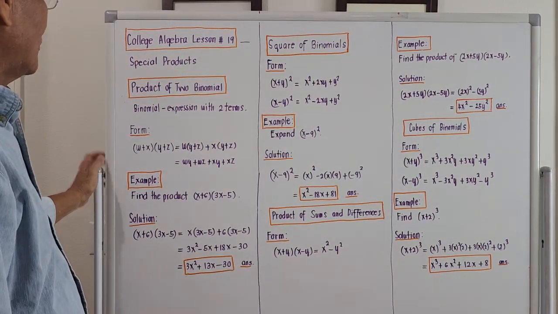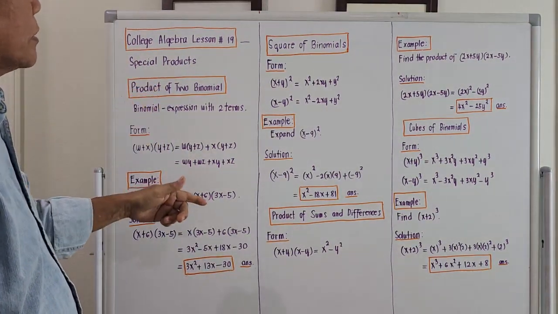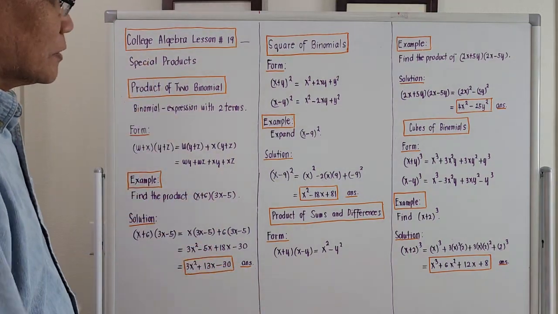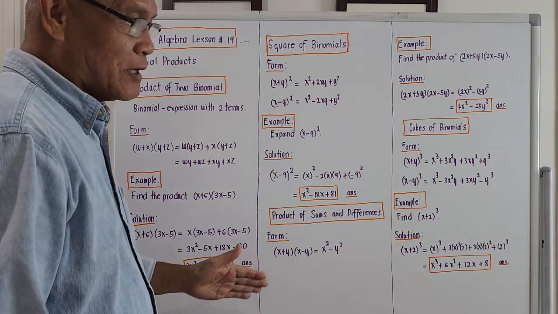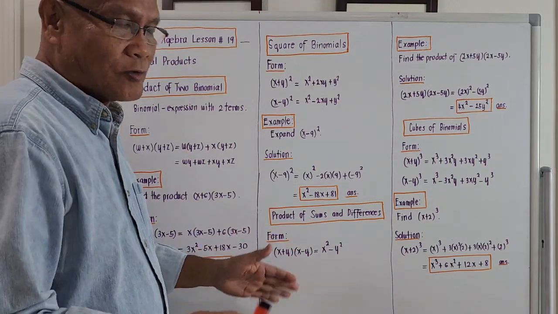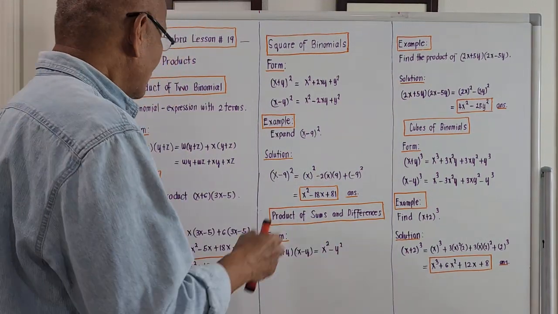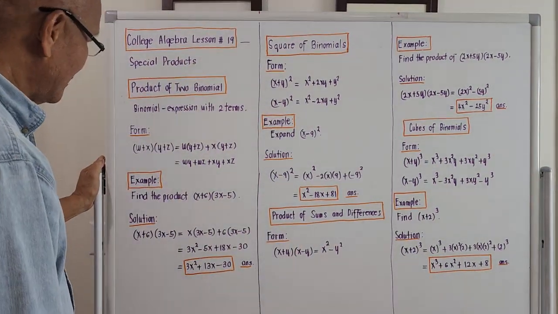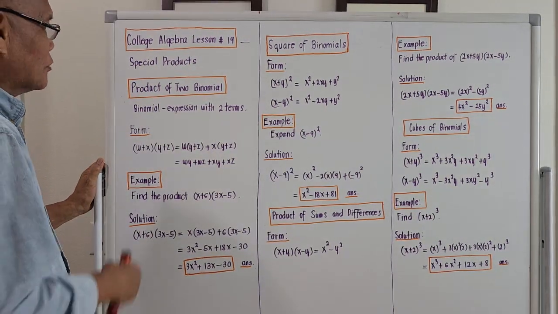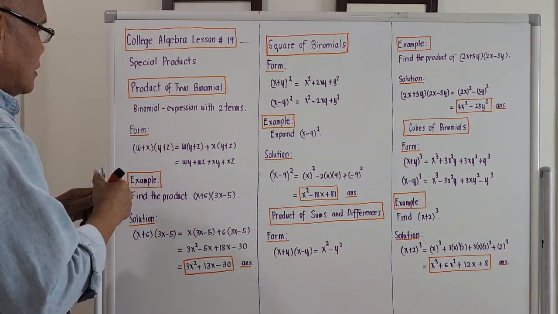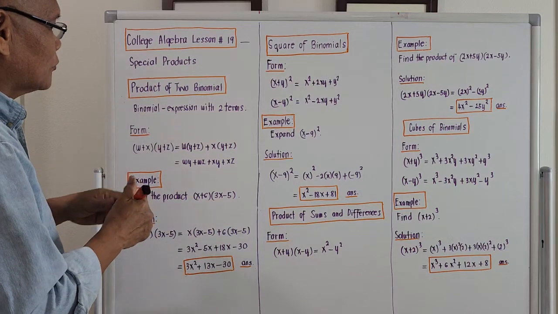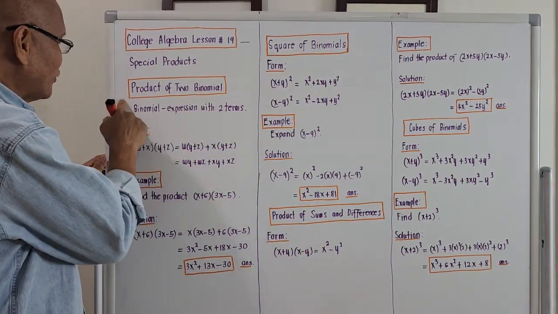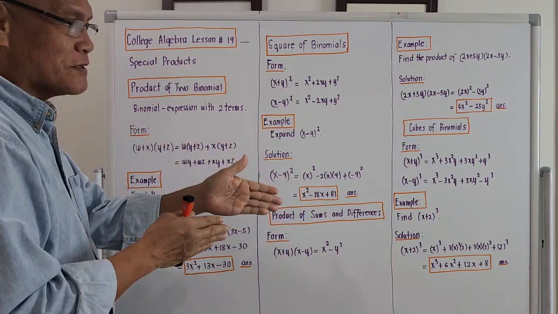There are actually four topics for special products because I segregated the other topics so we will not overload our mind. So for this morning it's just only special products. Number one, classification of special products. The product of two binomials. Product of two binomials meaning if we try to multiply two binomials.